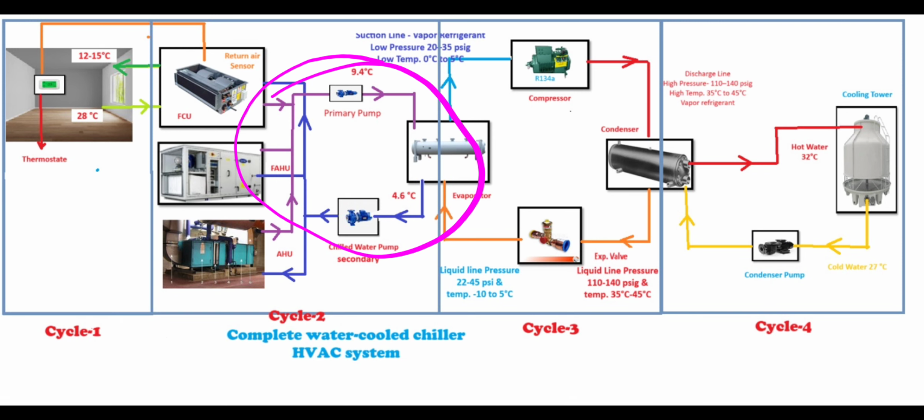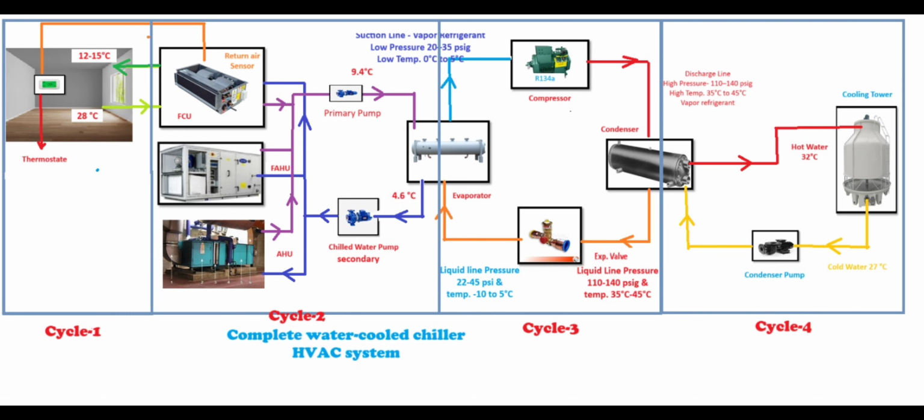The chill water takes the heat from the room using the FCU, and it gives it to the evaporator here. So this cycle will keep on going round like this: secondary pump, primary pump, like this it will go round. Now when this heat is taken by the evaporator, the third cycle will start here.